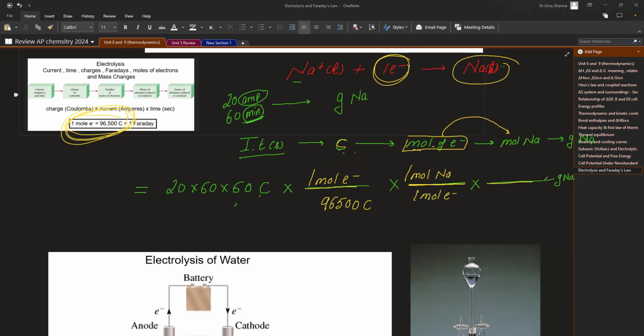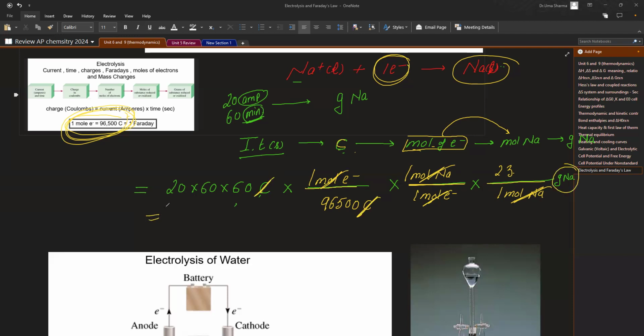Next ratio, please. Look at the periodic table now. Yes, good. Look at the periodic table. Yes, I can take 23 grams. 23 grams of sodium divided by 1 mole of sodium. And that's the answer. Check all units are cancelled out. Very popular question. All units are cancelled out and you are left with grams of sodium.